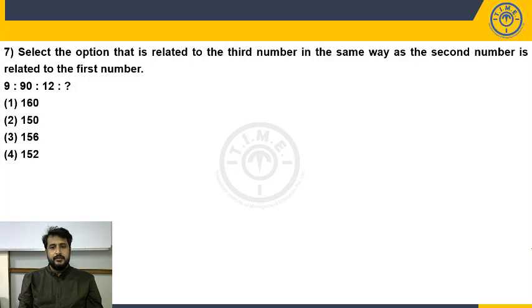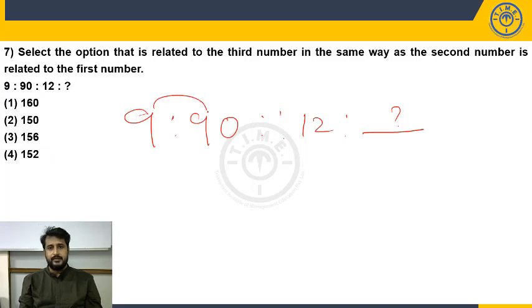Again, 9 is to 90. 9 is to 90 proportion. 12 is to dash. 12 is to question mark. Choices are 160, 150, 156, 152. Now, can I say that it is 9 into 10?